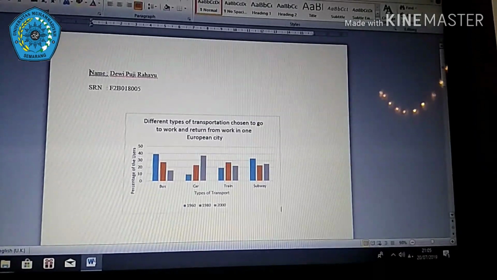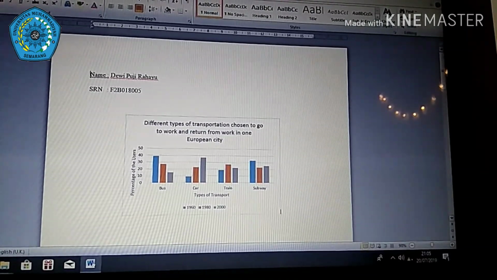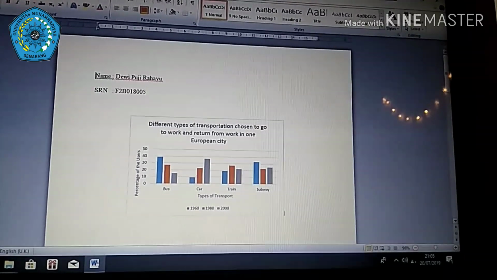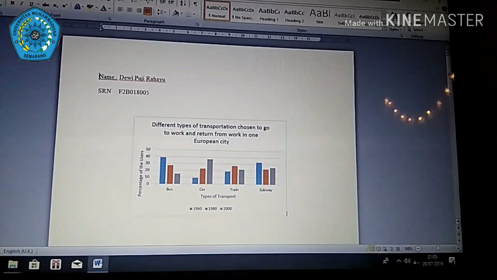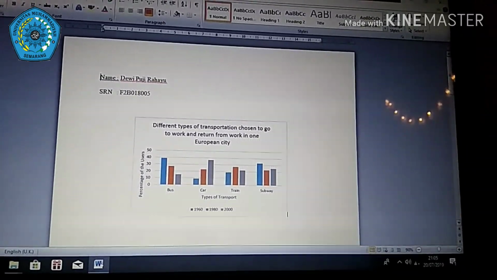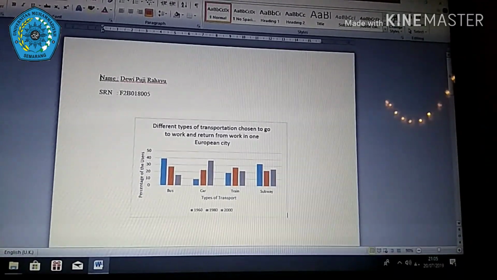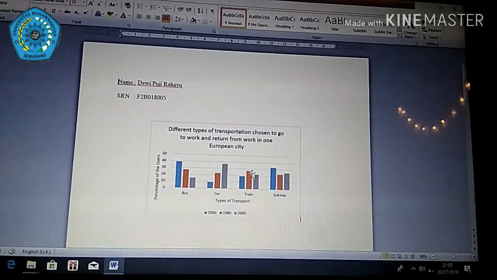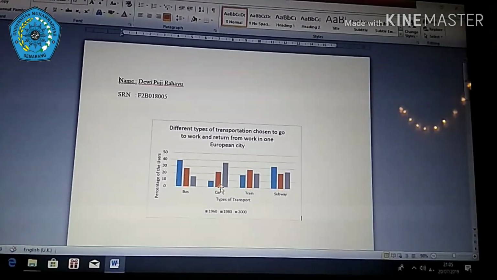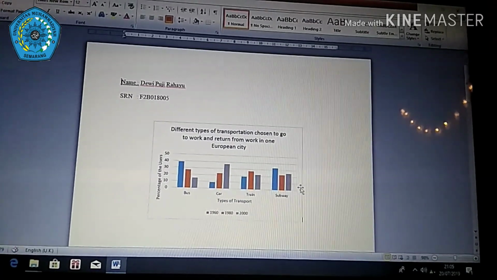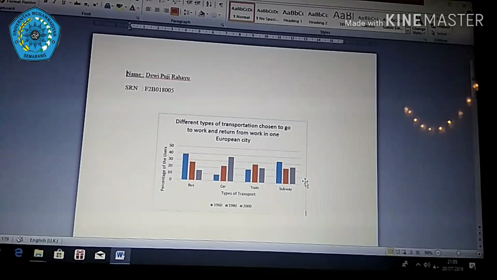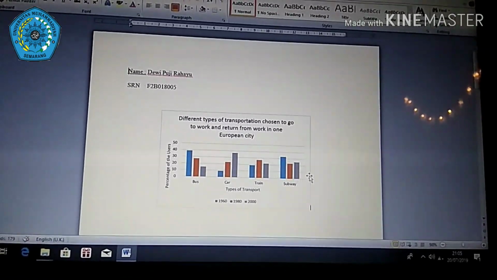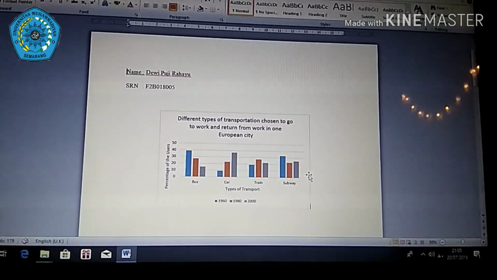From the graph, there are 3 variables that must be explained, namely types of transport, years, and percentage of users. There are 4 means of transport presented in the graph, which are bus, car, train, and subway, along with the percentage of their users in 1960, 1980, and 2000.